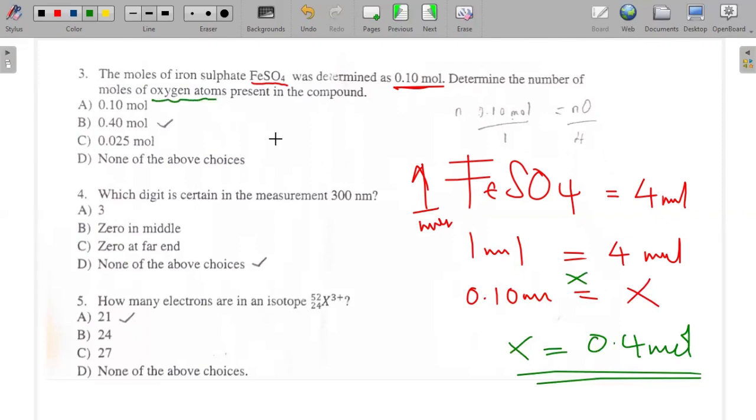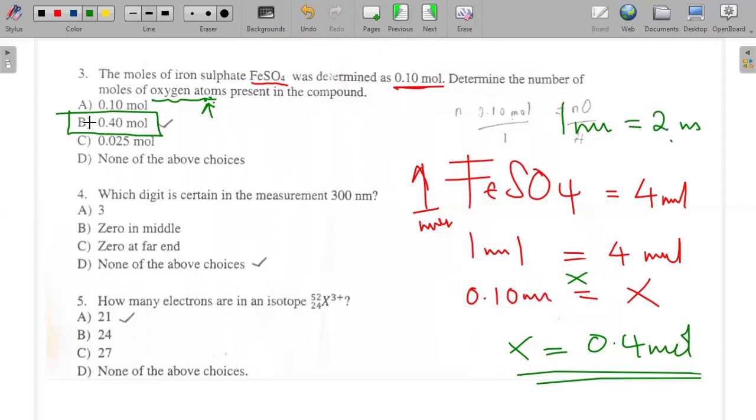But if they say molecules, it means the ratio is going to change. It won't be 1 to 4 as it is for atoms, because molecules mean you have to group them 2 by 2. So if they said molecules here, our mole ratio would have been 1 mole to 2 moles, because 4 divided by 2 is just 2. So make sure you take note of the particle that they are asking for. Here they said atoms, so just take it direct. The answer here is B, which is 0.4 moles of oxygen atoms.